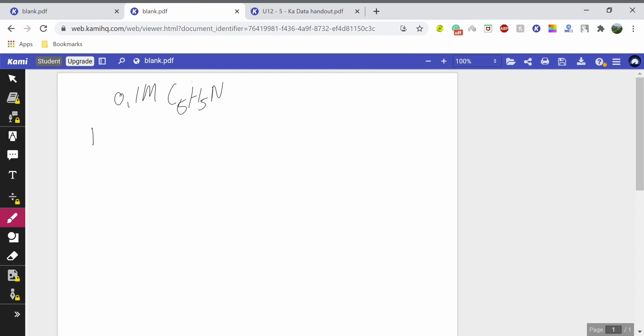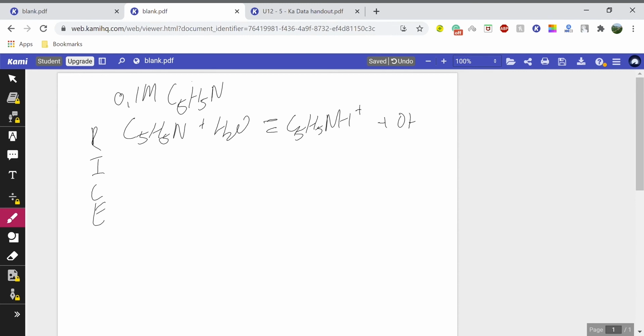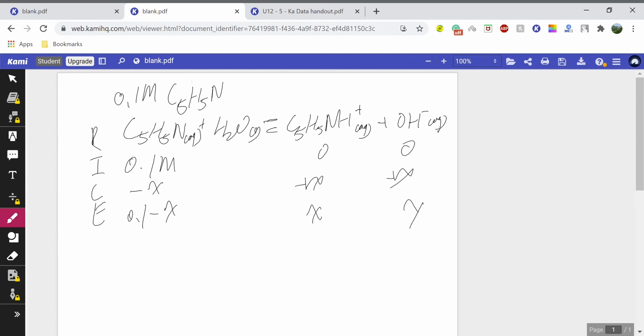Now that we know it's a weak base, we can set up our RICE chart. It's going to be C5H5N plus water forms an equilibrium with C5H5NH plus and OH minus, aqueous, liquid, aqueous. Now we're given a 0.1 molar initial concentration. Minus x is going to be 0.1 minus x. It's going to be 0 plus x, x, and x.